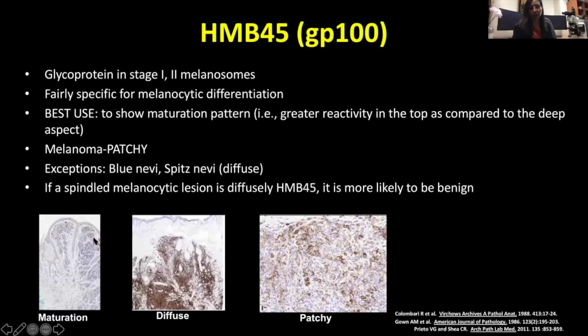So this is maturation, where only the top portion shows HMB45 expression. But exceptions with diffuse expression of HMB45, in addition to melanomas, include blue nevi and Spitz nevi. They can show diffuse expression, so it can be a pitfall. So if a spindle cell melanocytic lesion is diffusely positive for HMB45, it is most likely to be benign. So that's a good fact that we need to know.